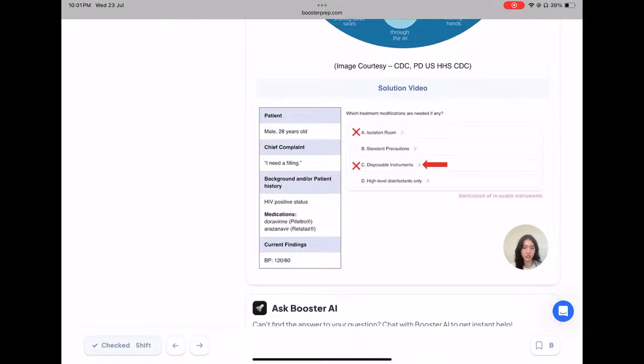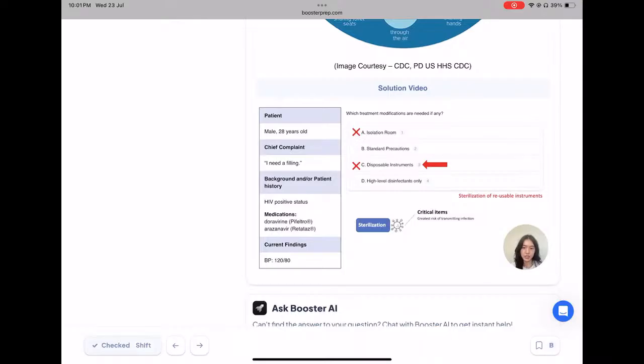Option C reads disposable instruments, and this answer is also incorrect, as we do not need to use disposable instruments for HIV-positive patients. All dental instruments that are categorized as critical, so those that can penetrate into soft tissue or bone, should be sterilized, and this is because there is a high risk of transmitting infections. However, sterilization will eliminate all pathogenic microorganisms, including bacterial spores, so this is enough to reduce the transmission of HIV. We don't need disposable instruments.